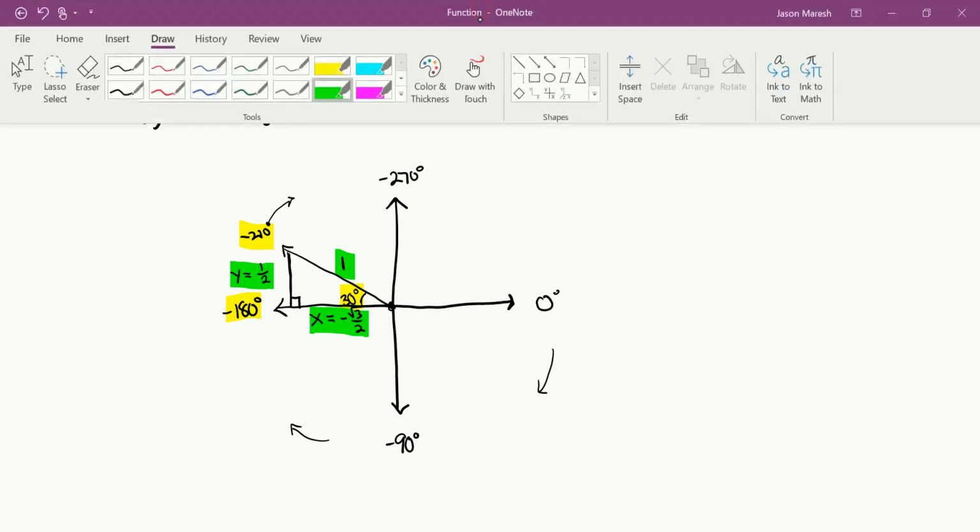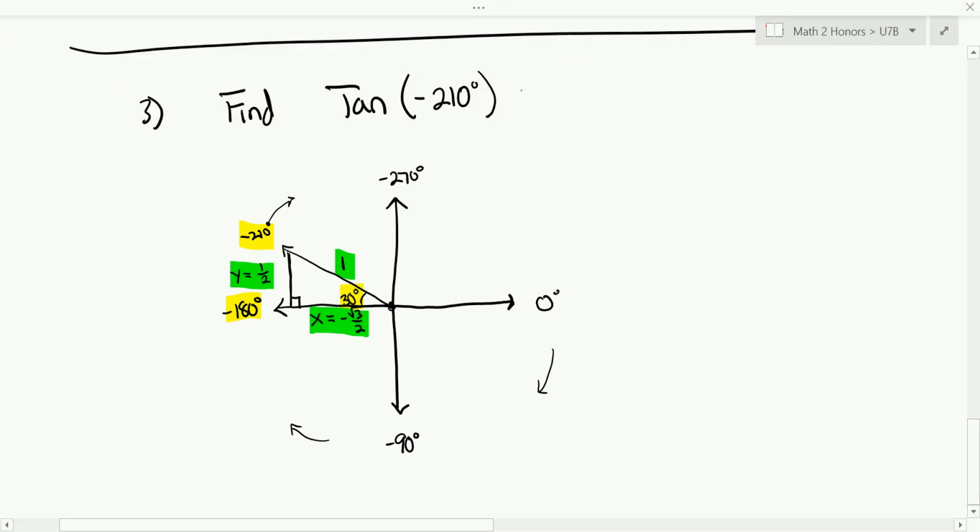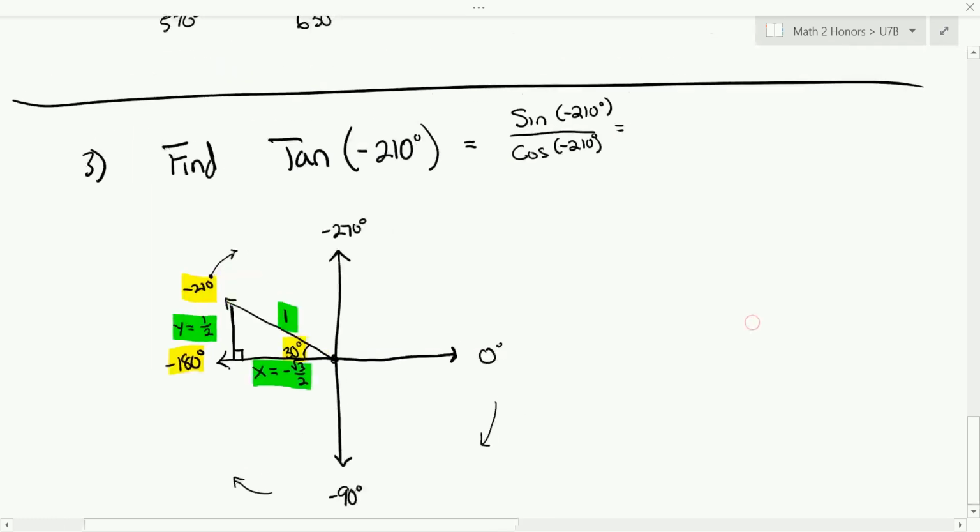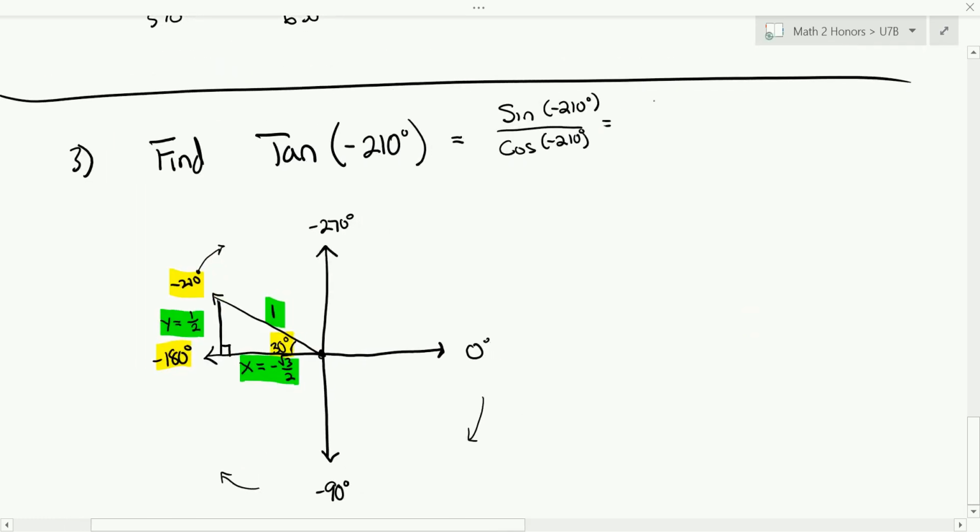For your work, what you're going to need to show me. So if it's a tangent problem, tangent we learned is sine over cosine, so we're going to write this: sine of negative 210 over cosine negative 210. I need that. And then the new part that we're learning is that the sine is the y value. So I want y, and cosine is the x value. And then once you're there, just substitute in those values. So our y was 1/2, and our cosine was negative root 3 over 2, and then simplify that fraction.